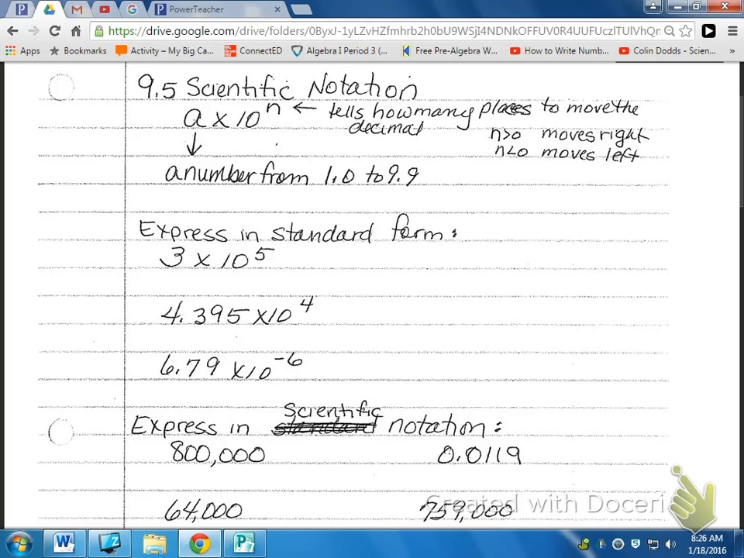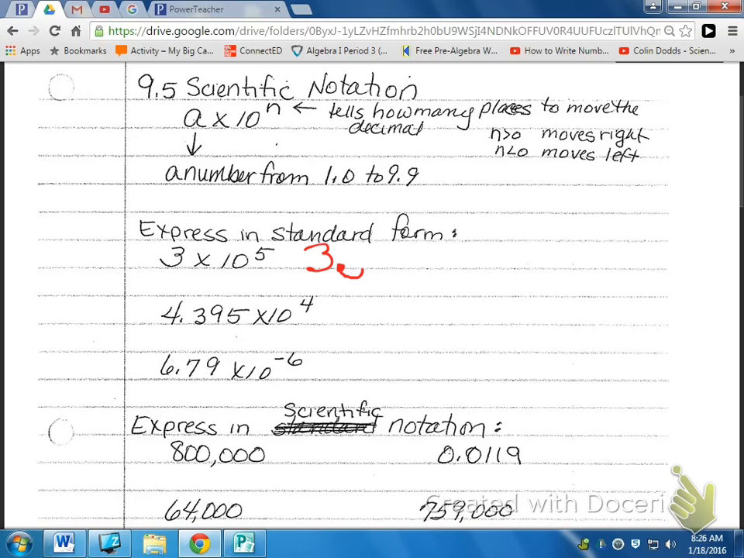The first one is 3 times 10 to the 5th. So here's what I would do with this, is I would take 3. You don't see a decimal, so that means it's here at the end. And since it's times 10 to the 5th, what does the 5 tell us to do? Who wants to help me with this one? Stephen. You move the decimal point right 5. Move it right because it's positive, 5 places.